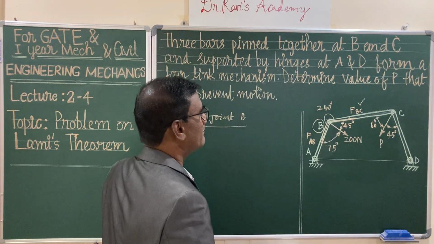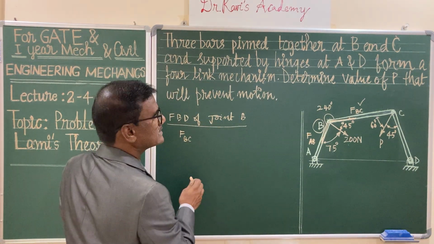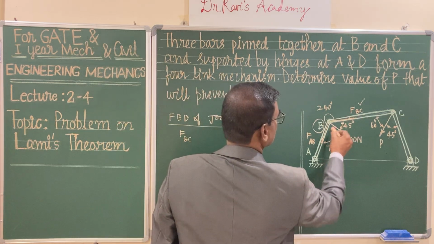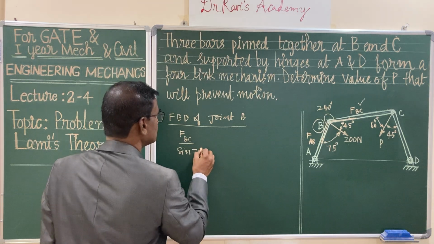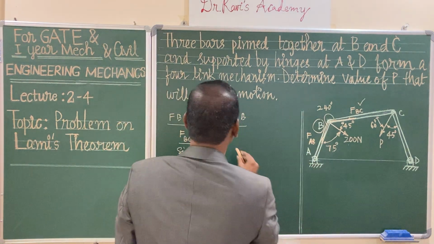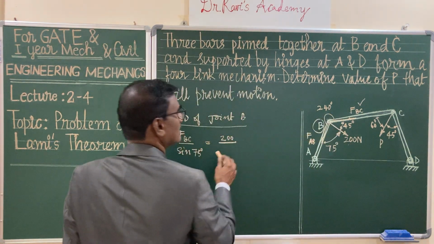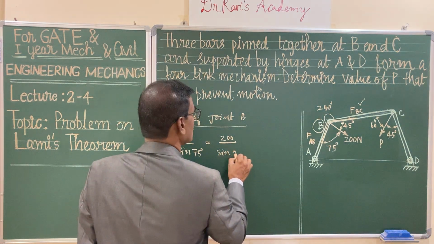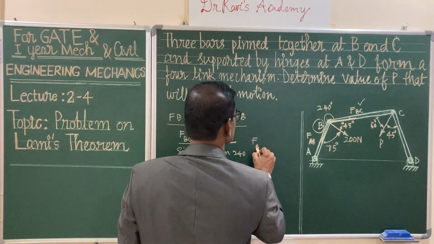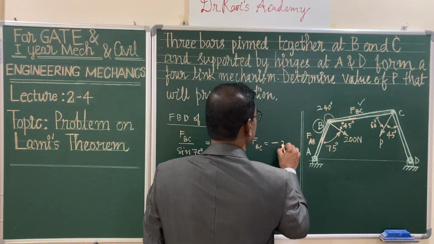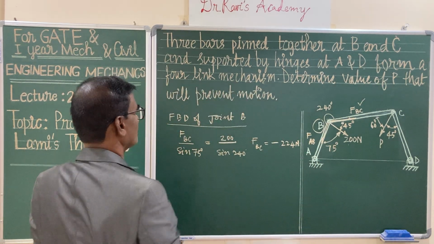So now by applying Lami's theorem, to calculate the force in member BC: FBC divided by the sine of the angle between the other two forces, that is sine 75 degrees, is equal to the known force, that is 200, divided by the sine of the angle between the other two forces, that is sine 240 degrees. From this you can evaluate the force in member BC. You are going to get minus 224 newtons. You are going to get it with the negative sign, right?